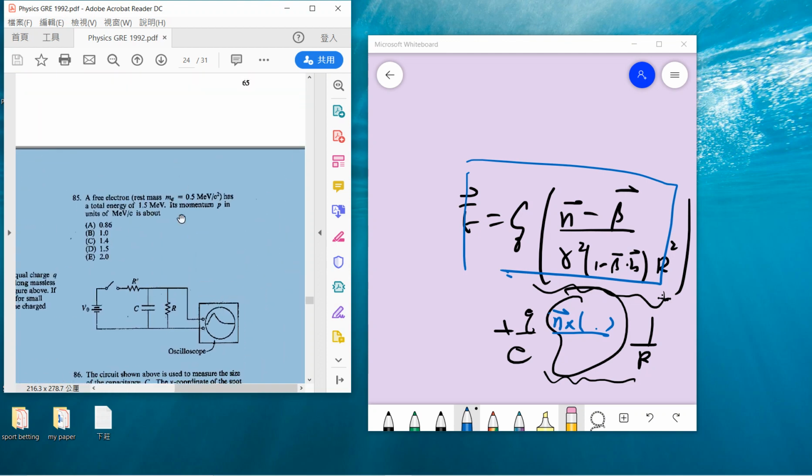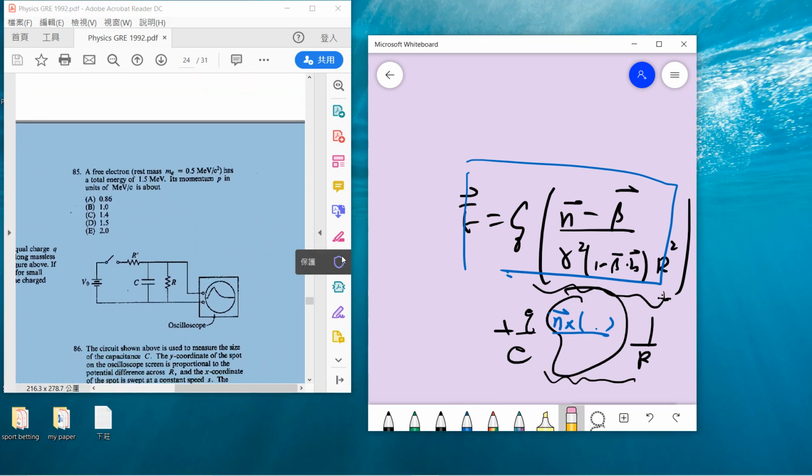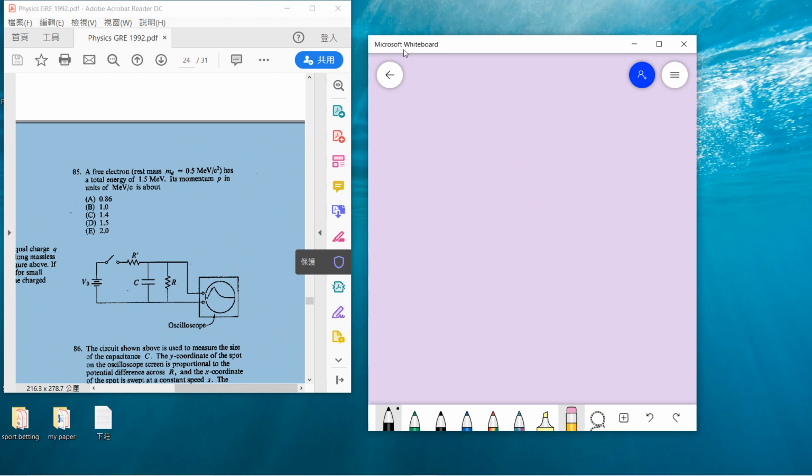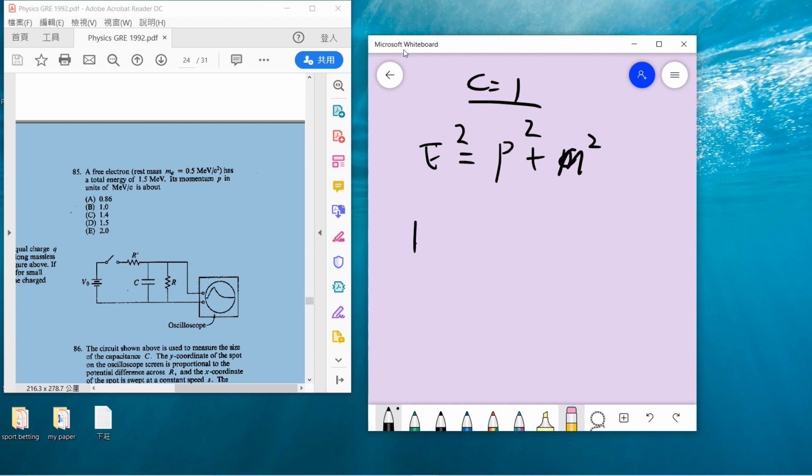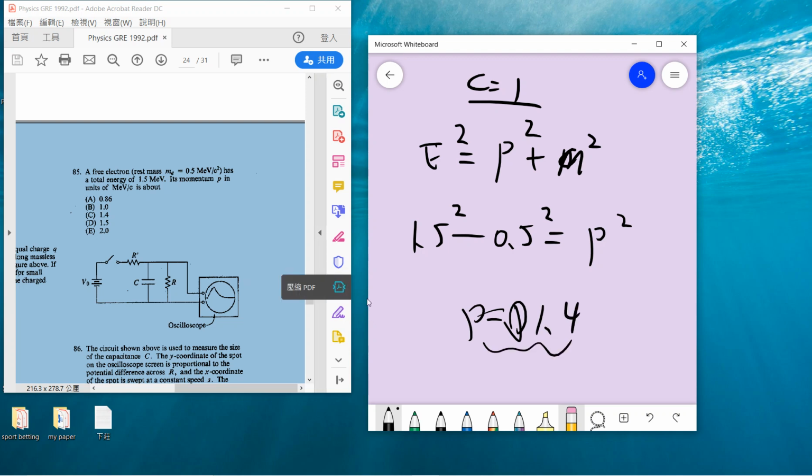Okay, then 85, easy. You know that the total energy squared is momentum squared c squared plus m squared c to the fourth. If c equals 1, we have 1.5 squared minus 0.5 squared equals p squared. So p equals about 1.4, so the closest answer is C.